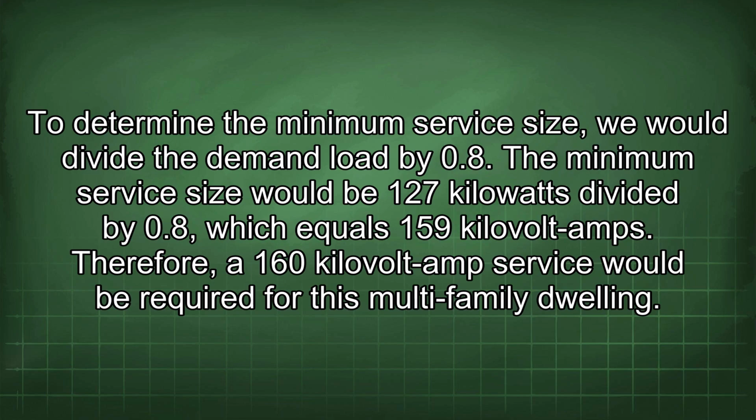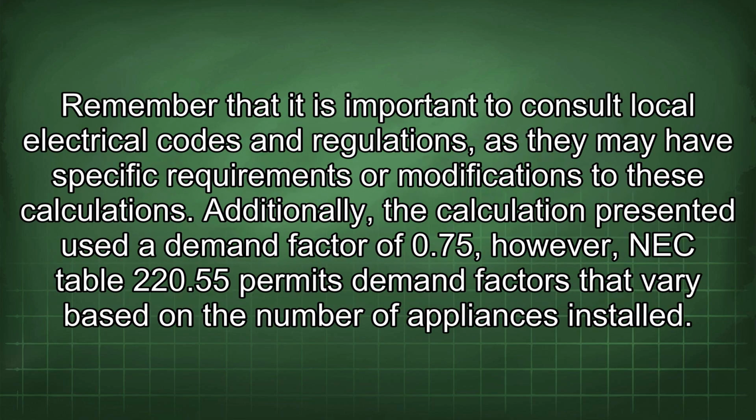To determine the minimum service size, we would divide the demand load by 0.8. The minimum service size would be 127 kilowatts divided by 0.8, which equals 159 kilovolt amps. Therefore, a 160 kilovolt amp service would be required for this multi-family dwelling. Remember that it is important to consult local electrical codes and regulations, as they may have specific requirements or modifications to these calculations. Additionally, the calculation presented used a demand factor of 0.75.